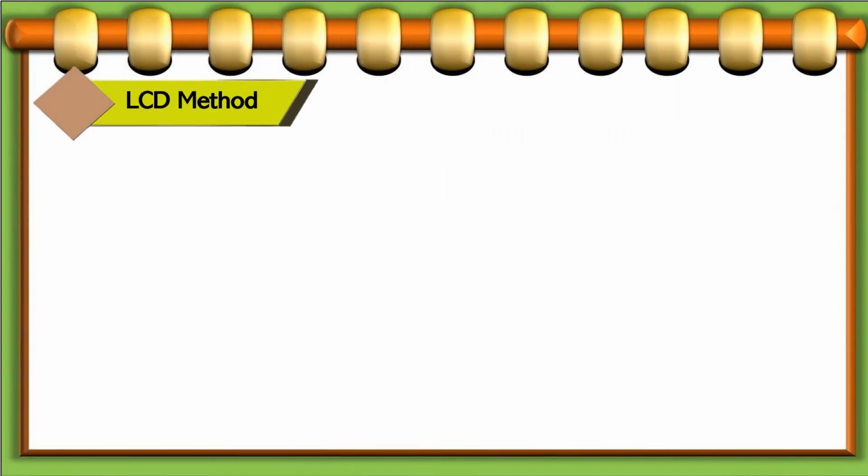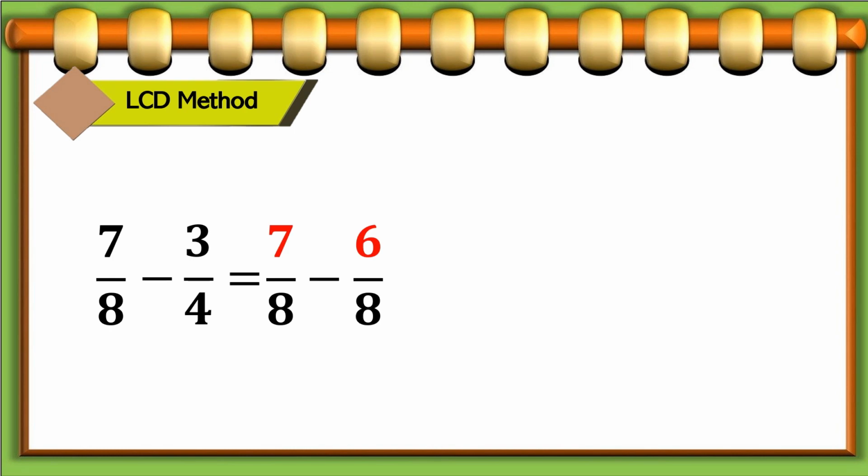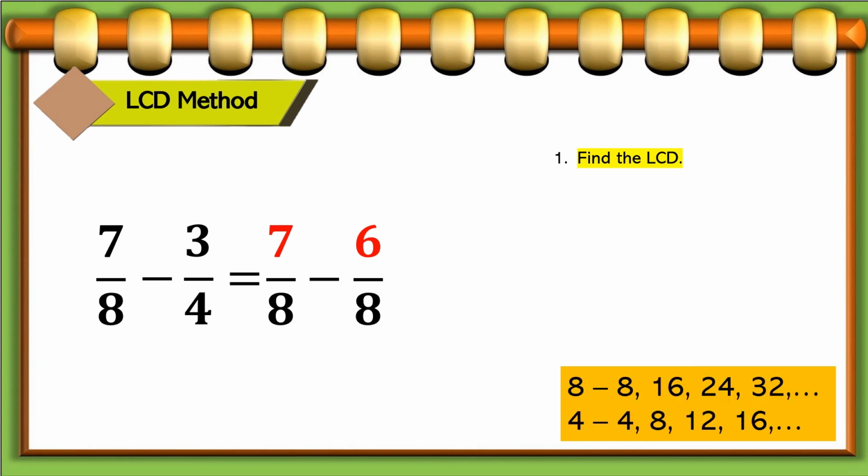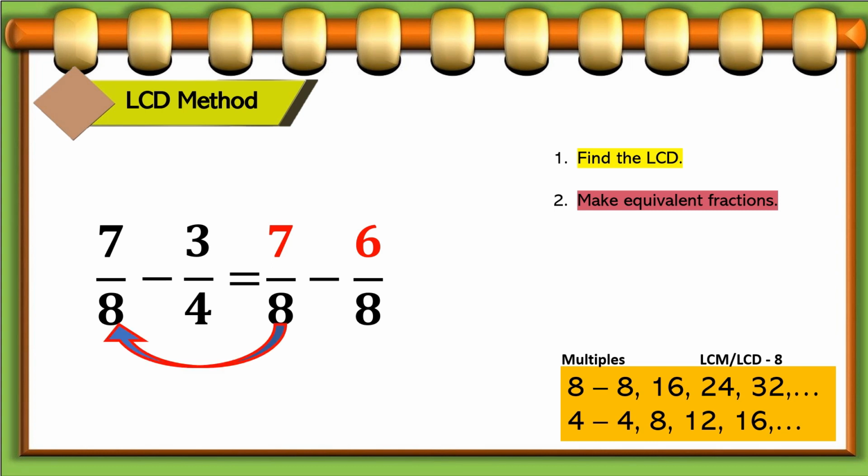Another method that we can use is the LCD method. 7 over 8 minus 3 over 4. First, find the least common denominator of 8 and 4. By listing the multiples of 8 and 4, we have 8 as the least common multiple, at the same time the least common denominator. Next, make equivalent fractions.